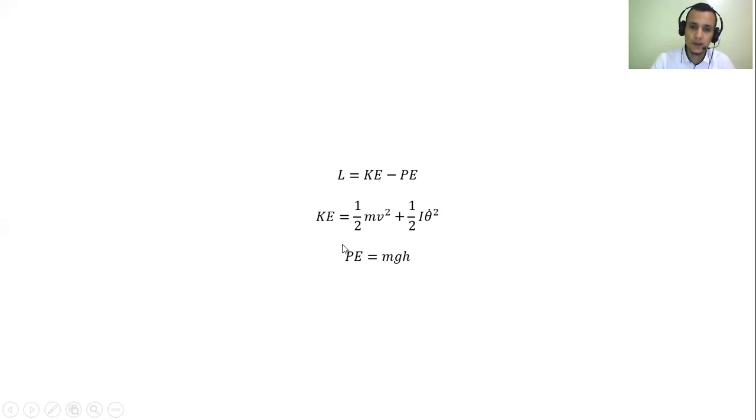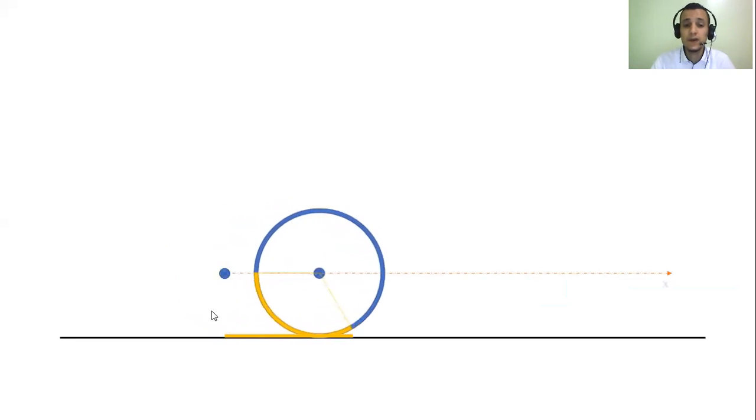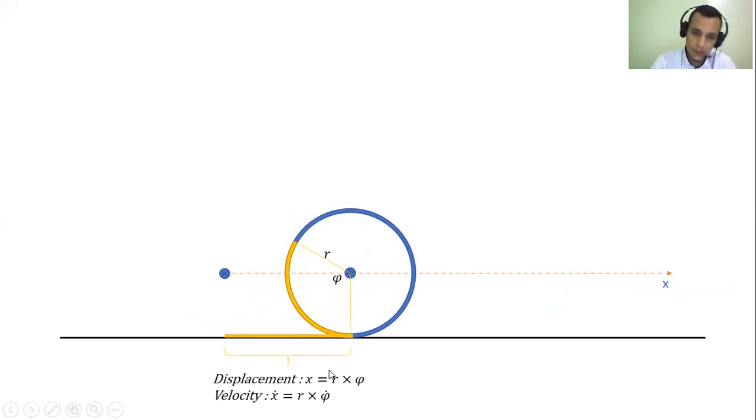So these are the laws being used. Kinetic energy is equal to half the mass times the velocity squared plus half the inertia times the angular velocity squared. So we already have the mass. We need to calculate first the velocity, and we already have the inertia. We need to calculate the angular velocity. So to calculate the velocity, we need to know the position of the robot, and from the position we can derive it, and we will have the velocity.